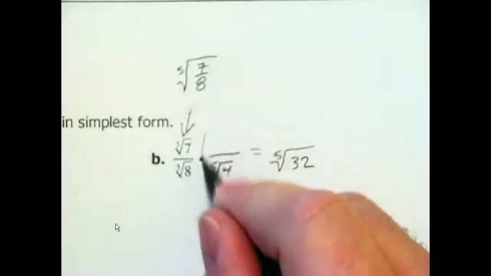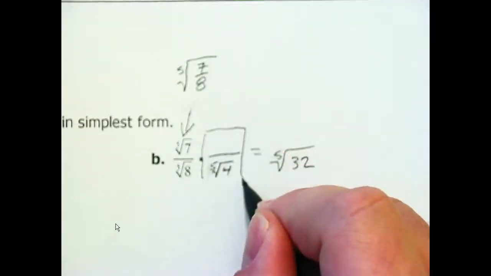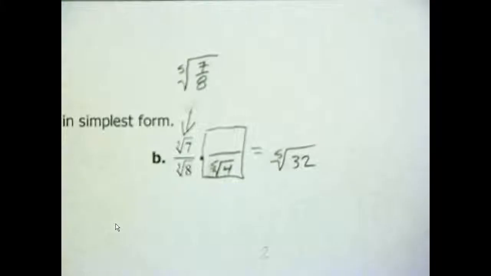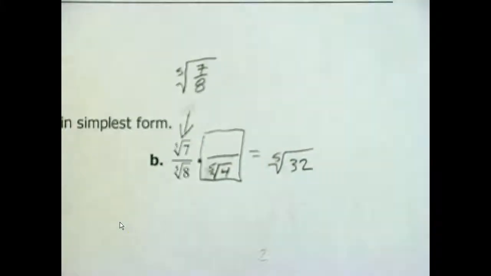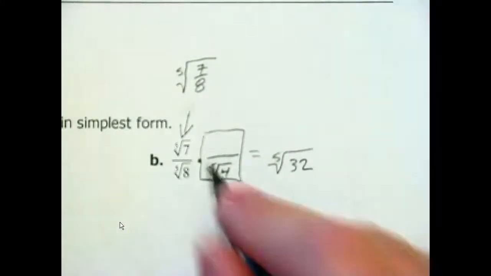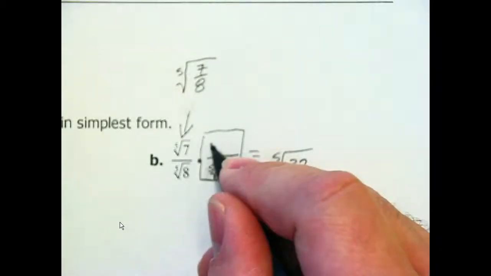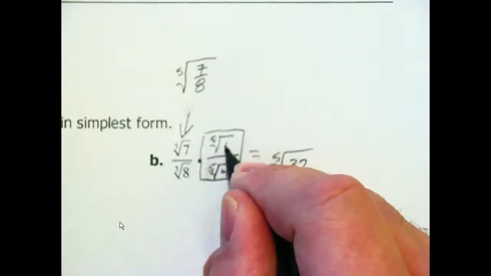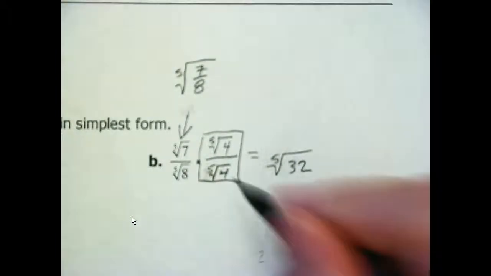And remember, it's multiplying by 1. We can't just randomly change the value of our fraction. The only number you could multiply and not change the value of your number is 1. That means if this is the 5th root of 4, this has to be the 5th root of 4, because this value right here is 1.